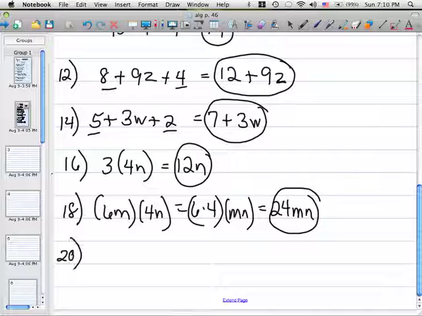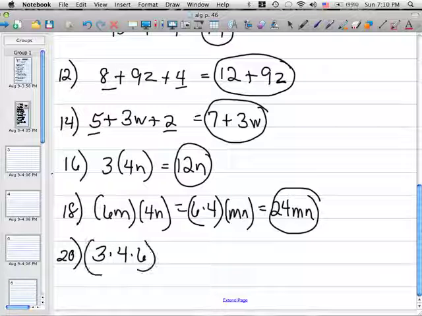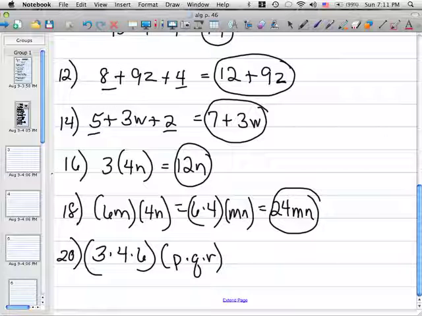Problem number 20, you have 3p, 4q, and 6r, so you can move the 3, the 4, and the 6 together, and then p, q, and r. So 3 times 4 is 12. 12 times 6 is 72. P, Q, R.